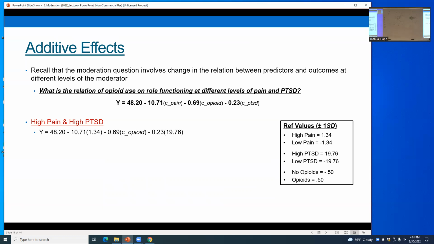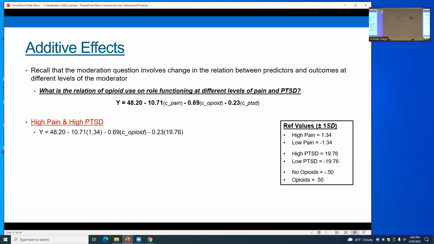So here's my model, and what I want to do is look at high pain and high PTSD. In my centered variables, this is also a nice thing. If I want to look at a standard deviation above and below, and I've centered everything, now high pain is 1.34, low pain is negative 1.34, high PTSD is 19.76, low is negative 19.76, right? This is where it's making my math easier. I just take my standard deviation plus or minus. So I want to look at the impact of opiate use on role functioning at both high pain and high PTSD, so high pain corresponds to a score of 1.34, high PTSD 19.76.